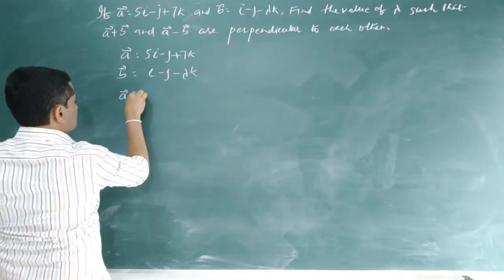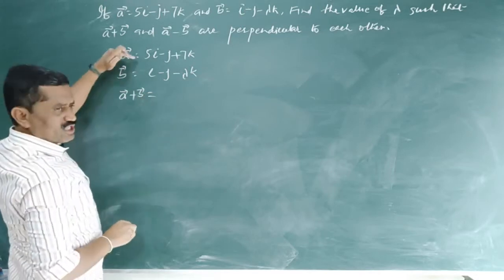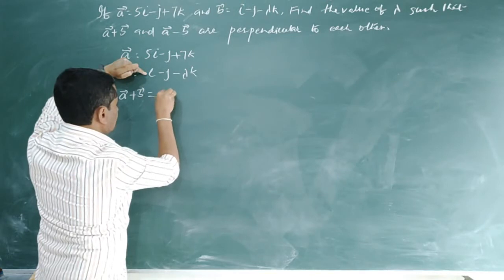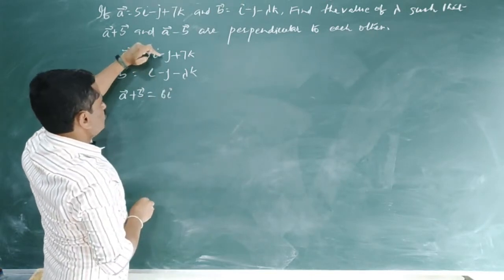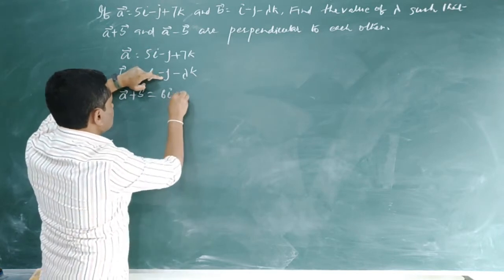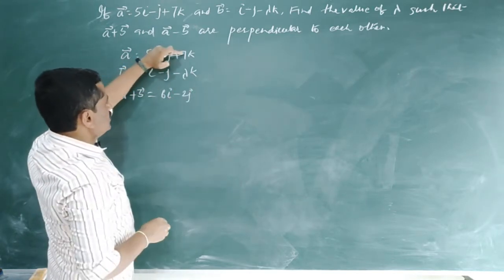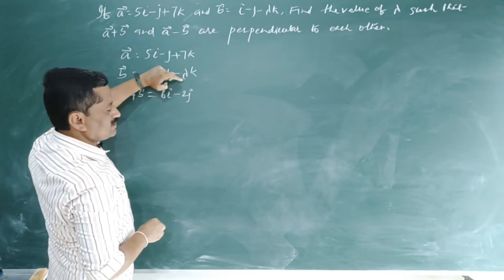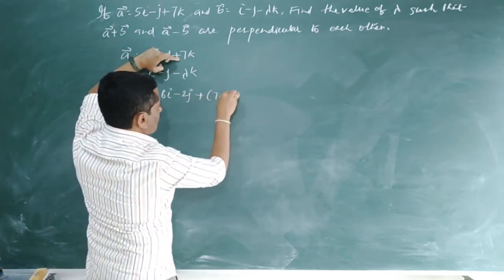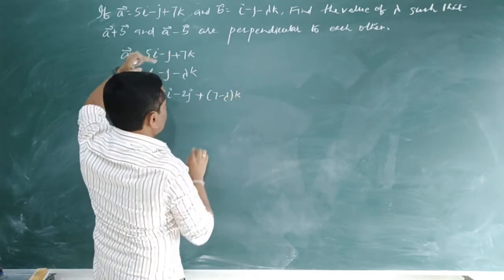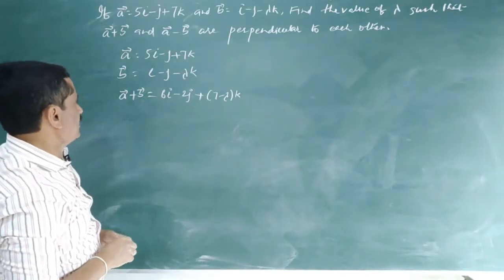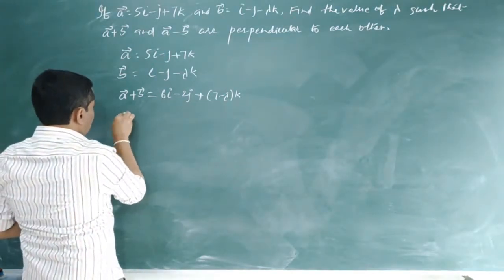Therefore, A bar plus B bar is equal to addition of two vectors. 5 plus 1, we have 6i. Again, minus 1 minus 1, we have minus 2j. So 7 minus lambda, that is plus 7 minus lambda of k. Addition of two vectors. Okay, next we have A bar minus B bar.